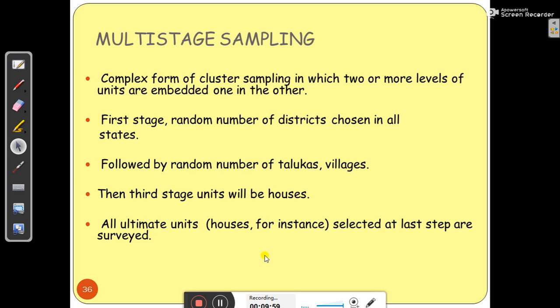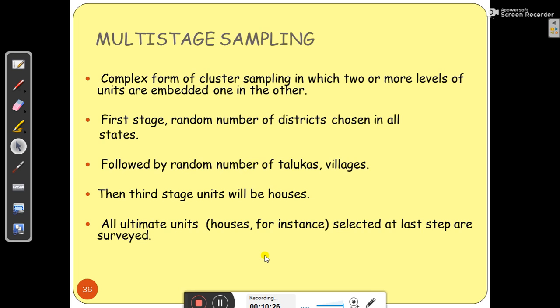There is also multi-stage sampling, a complex form of cluster sampling in which two or more levels of units are embedded one in the other. First stage, a random number of districts is chosen in all states, followed by a random number of talukas, villages. Then the third stage units will be houses. All ultimate units selected at the last step are surveyed.